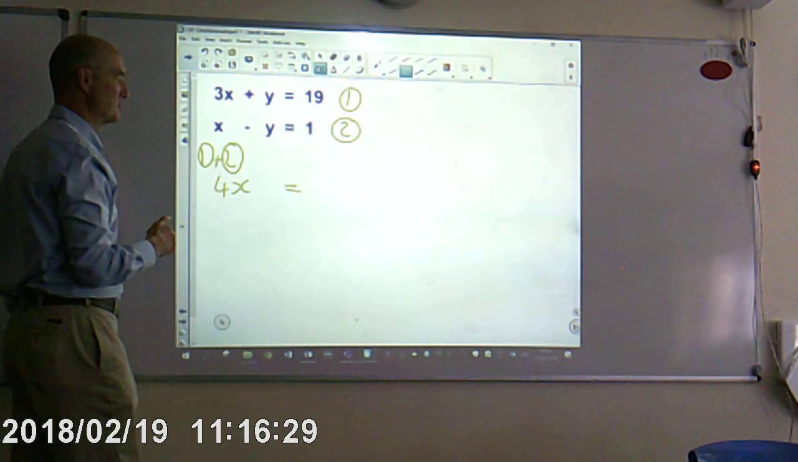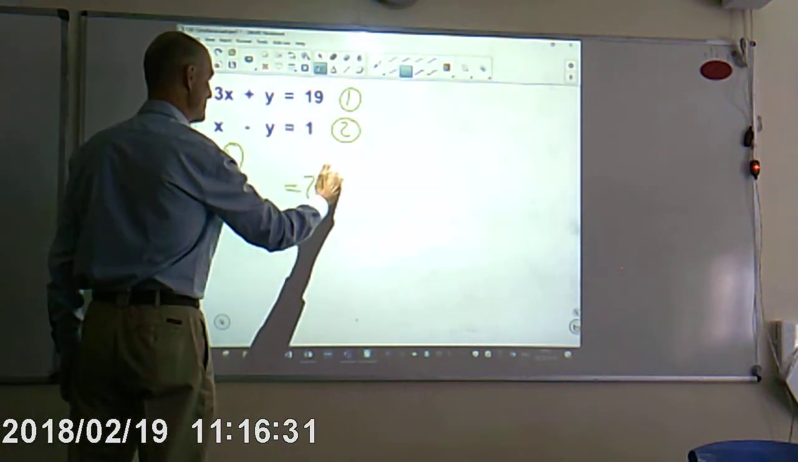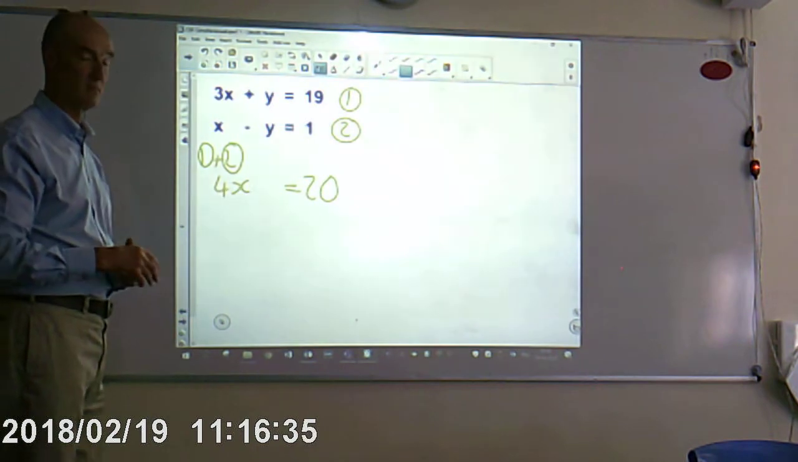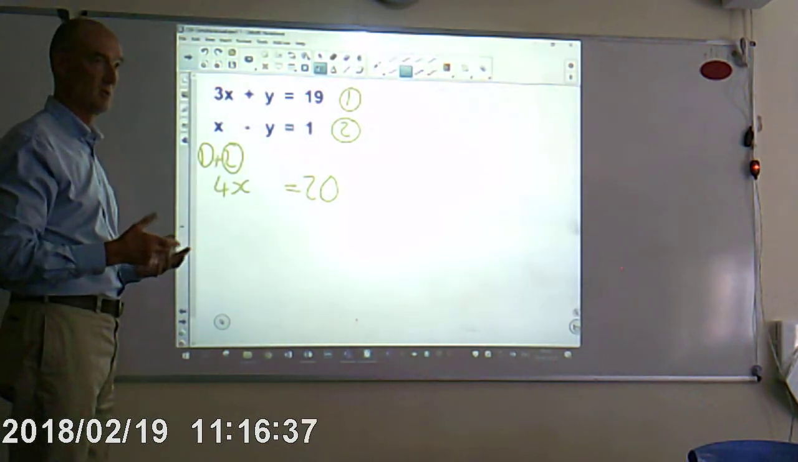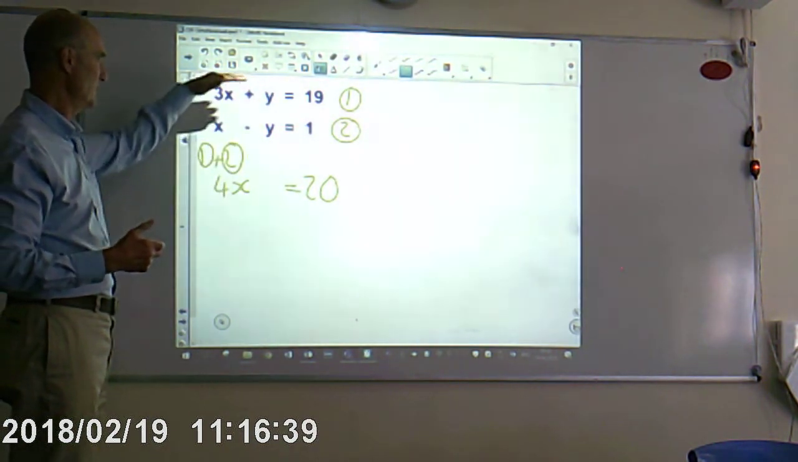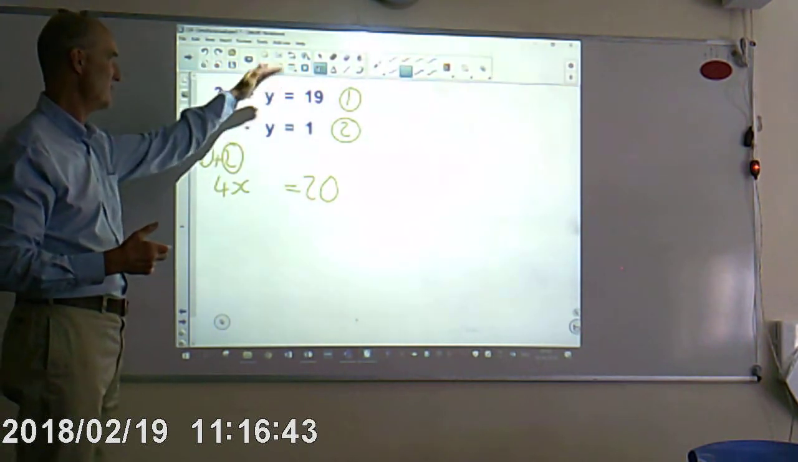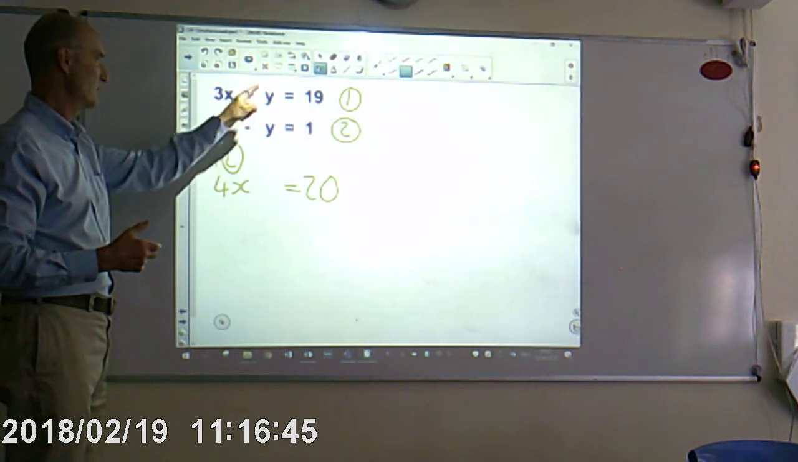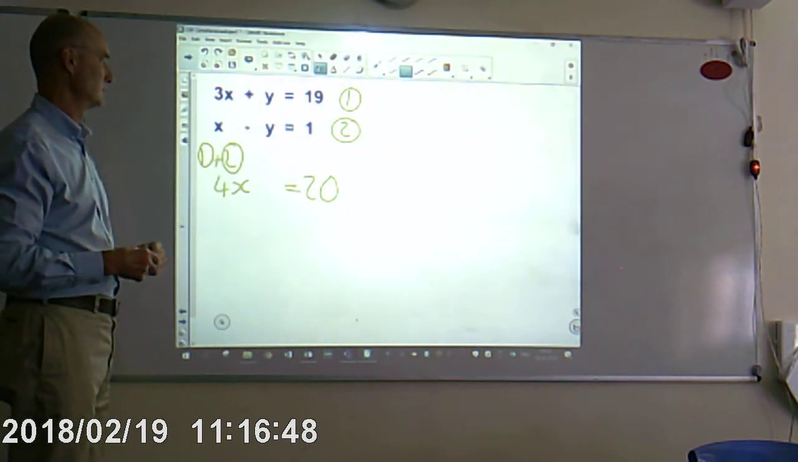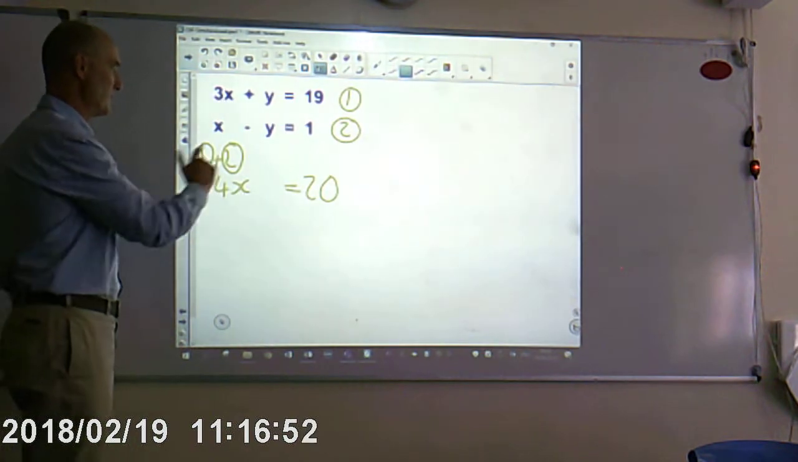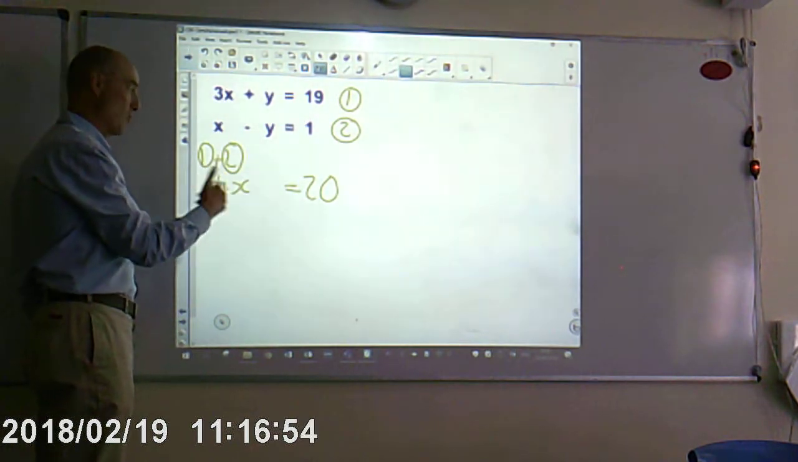19 added to the 1 gives me 20. And we now formed a new equation that is more familiar to us. Yeah, we've got rid of those y's by adding equation 1 to equation 2, adding the x's, adding the y's, adding the numbers. We've got rid of those y's. 4x equals 20. What do we do to get x on its own? Divide both sides by 4.